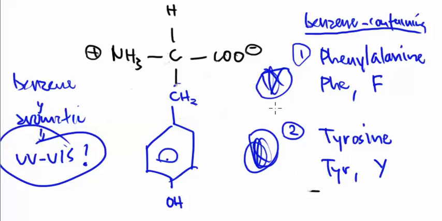However, if they are in a protein, and they will be, we can play off of these protein UV-vis absorbances as well. So when we get to the point where we talk about analysis of proteins, we can analyze them with a UV-vis spectrometer. The reason that we can analyze them with a UV-vis spectrometer is because of these two. It's because of the phenylalanine and the tyrosine.